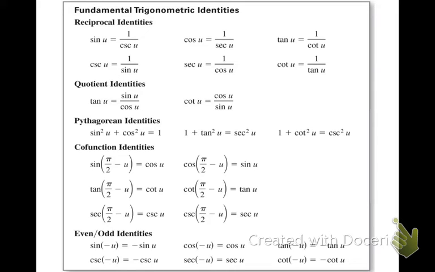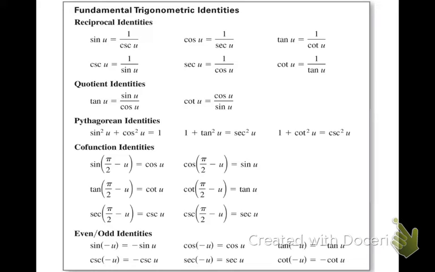We have our Pythagorean identities. These are ones you're probably going to have to spend some time with again. Sine squared plus cosine squared equals 1. Remember, we found that, and then we changed it into the other two. So I have 1 plus tangent squared equals secant squared. And what is in the denominator of tangent? What function? Sine over cosine.